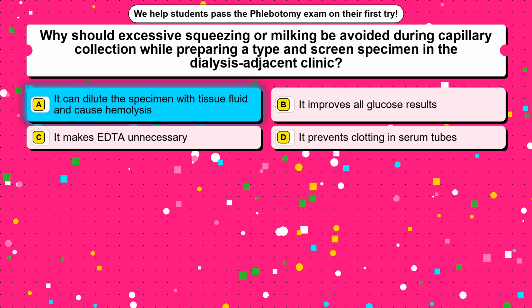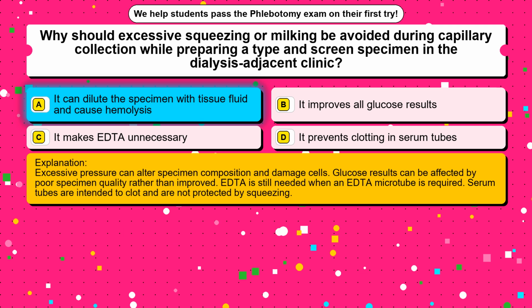The correct answer is option A. It can dilute the specimen with tissue fluid and cause hemolysis. Excessive pressure can alter specimen composition and damage cells. Glucose results can be affected by poor specimen quality rather than improved. EDTA is still needed when an EDTA microtube is required. Serum tubes are intended to clot and are not protected by squeezing.